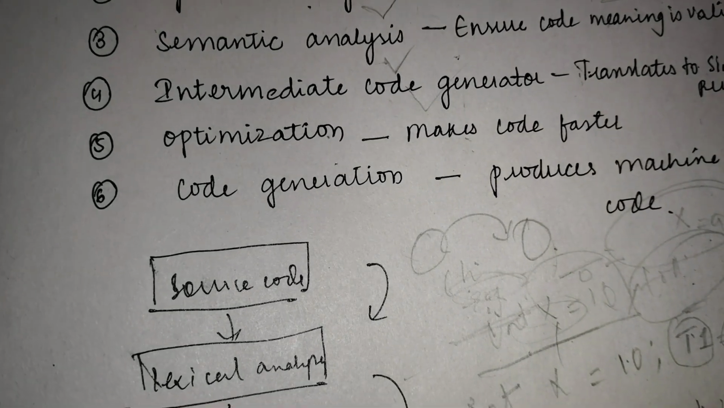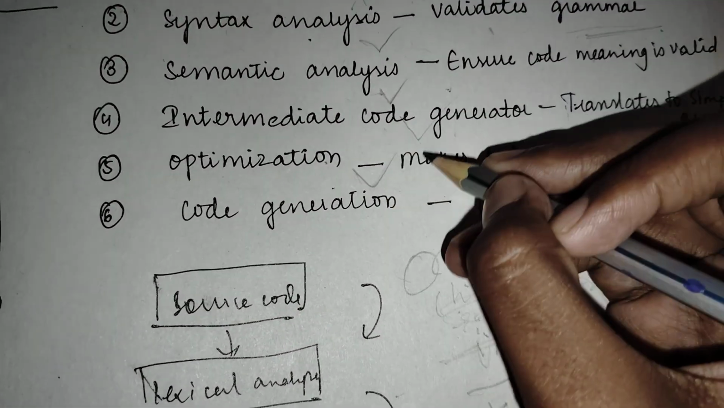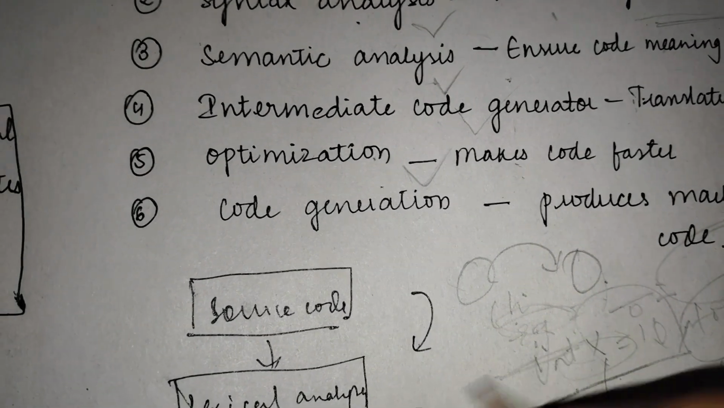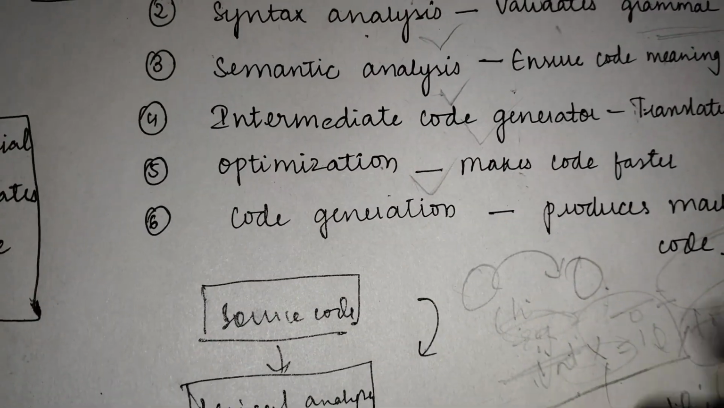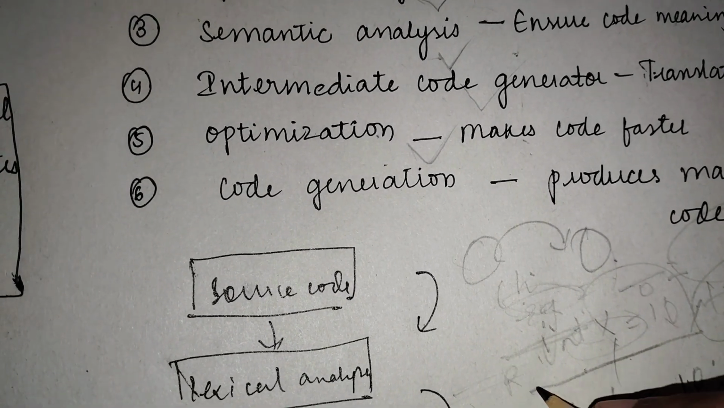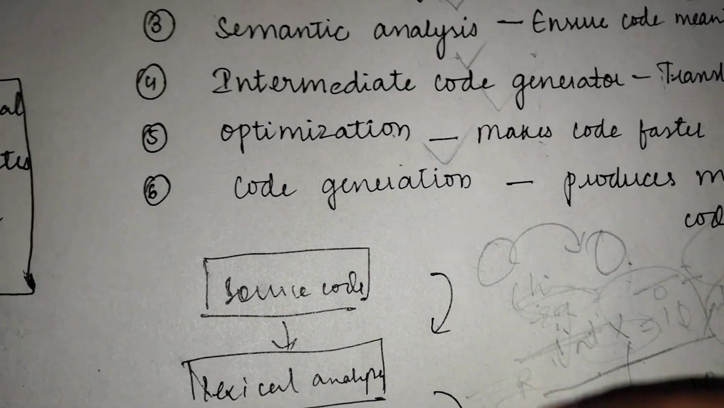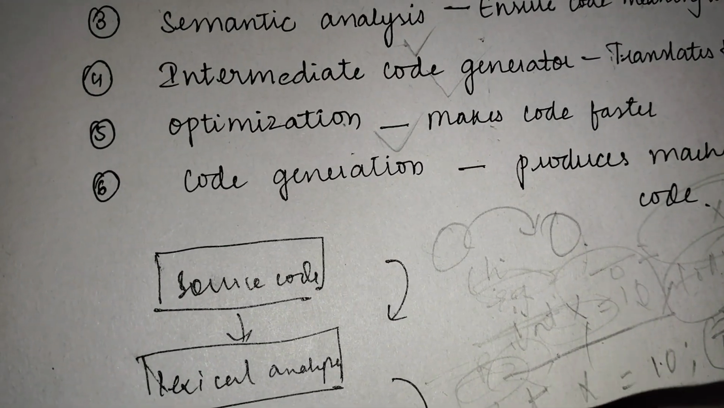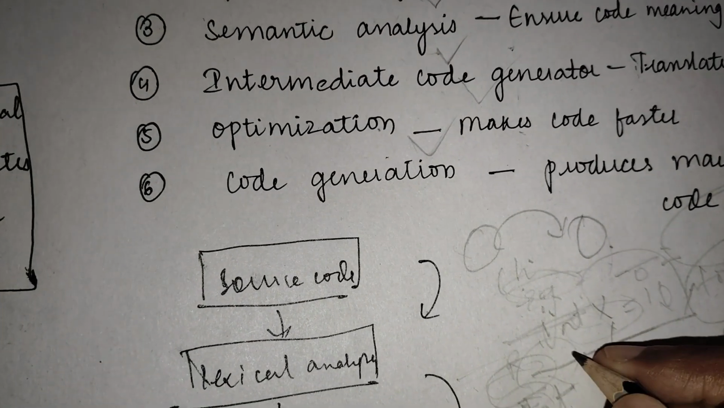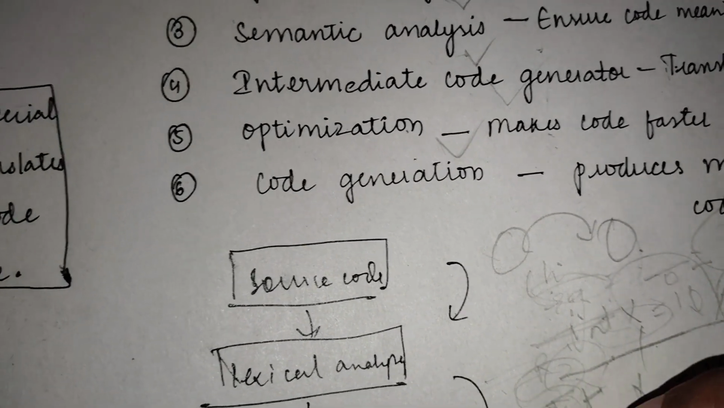Now next comes optimization. It improves the code for better performance by reducing time or space complexity. For example, it removes redundant calculations or reuses variables to save memory. Using the same kind of variables repeatedly will increase memory, so to save it, it removes those redundant calculations.